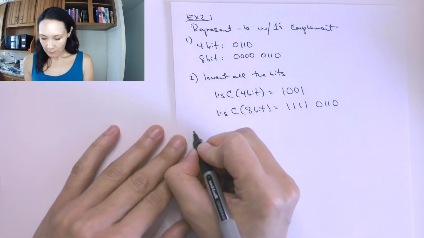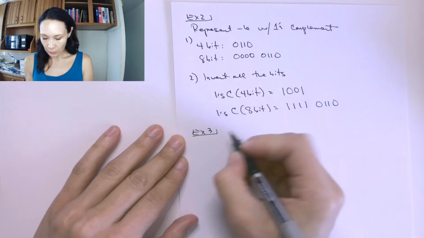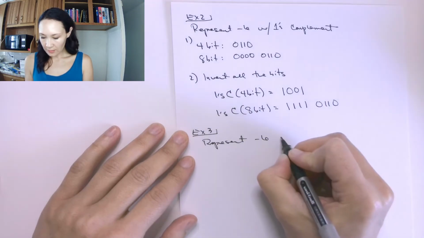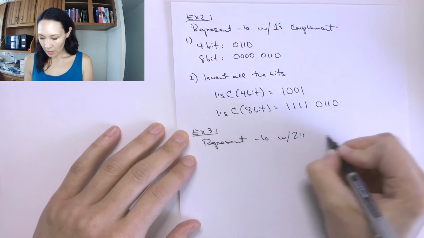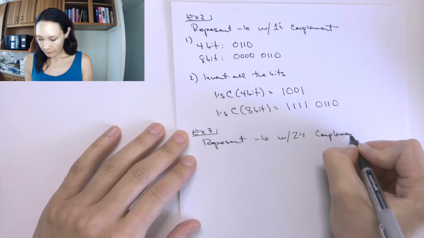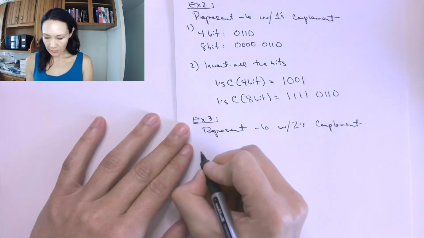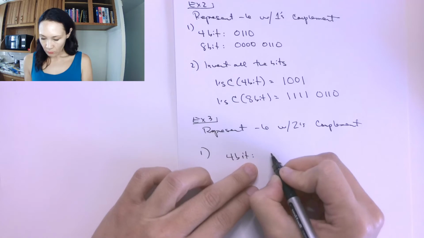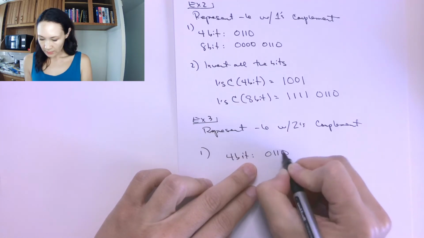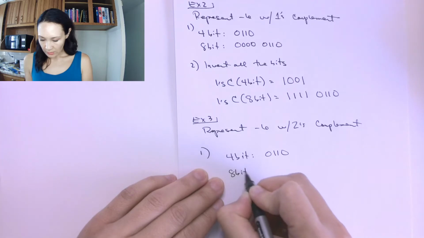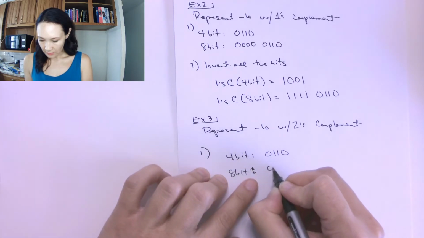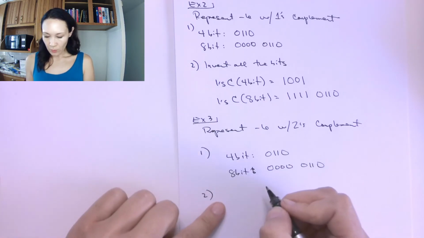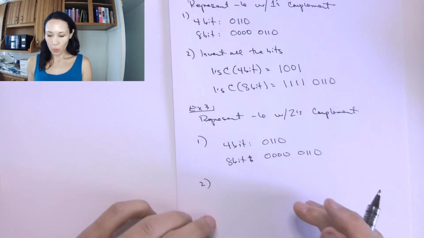So let's see the last example. Let's do 2's complement. So we'll represent -6 with the 2's complement convention. All right, so the first thing we want to do, just like we did before, is write out the 4-bit representation of 6, 0, 1, 1, 0, and the 8-bit representation of 6, which is 0, 0, 0, 0, 0, 1, 1, 0.